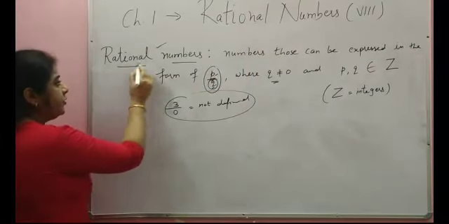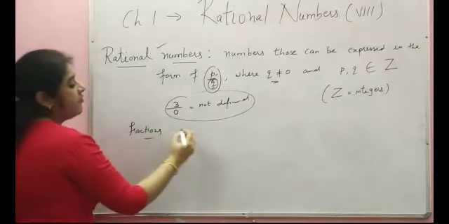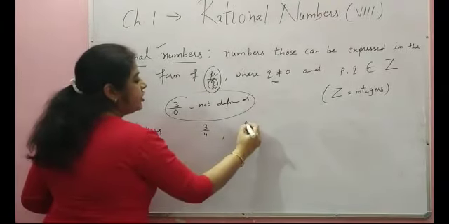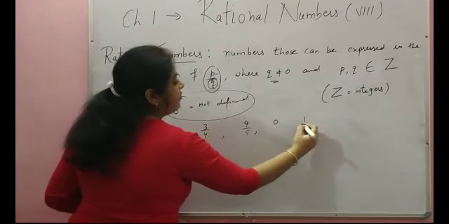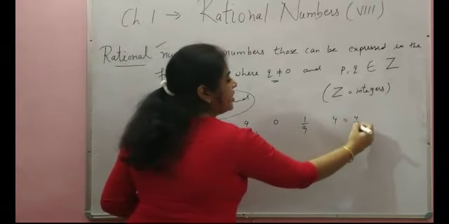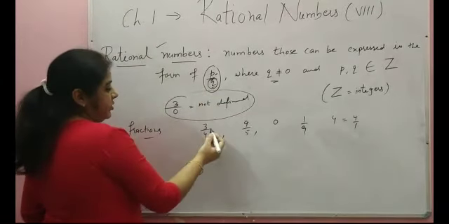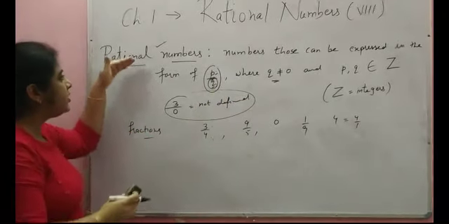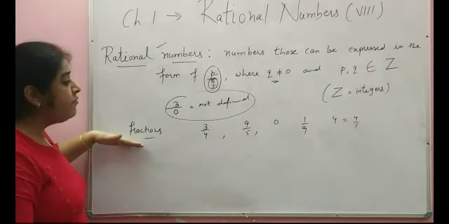What is the difference between rational numbers and fractions? As you have done, a fraction is a part of a whole, like this. This is a fraction. This is a fraction. 0 is also a fraction. 1 by 9. Every natural number, like 4, which can be expressed as 4 by 1, is a fraction. This is also in the form of p by q. Now the concept is what is the difference between rational numbers and fractions.